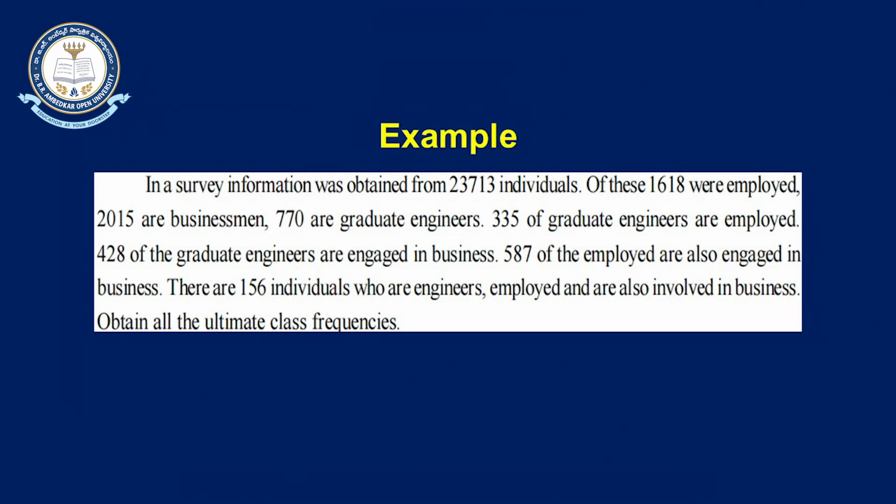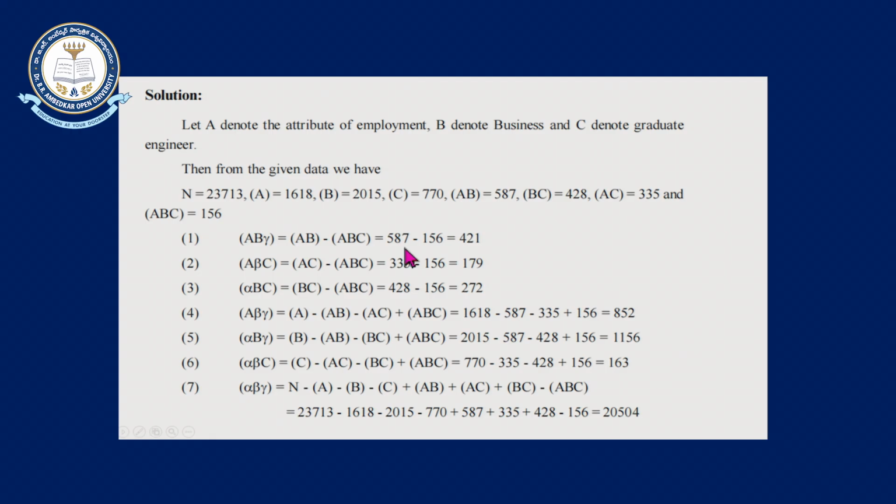We obtain that there are 23713 individuals. 1618 were the completed. 2015 are businessmen, 7770 are graduate engineers, 335 of the graduate engineers are employed, 428 of the graduate engineers are engaged in business, 587 of the employed are also engaged in business. There are 156 individuals who were engineers employed and also involved in business. Obtain the ultimate frequencies.